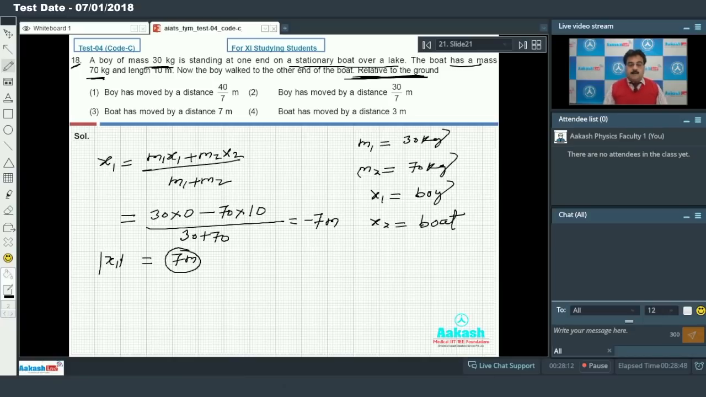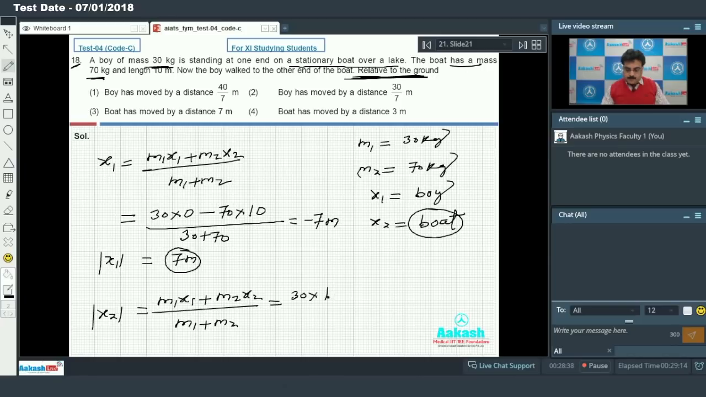And now, the second time I am going to take the position of center of mass by taking the origin at the boat, so we solve with respect to the boat. So X2 will be M1 X1 plus M2 X2 divided by M1 plus M2. So this time M1 is 30, X1 is 10, because now your origin has changed, and 70 into 0, divided by 30 plus 70, so we'll get 3 meter.